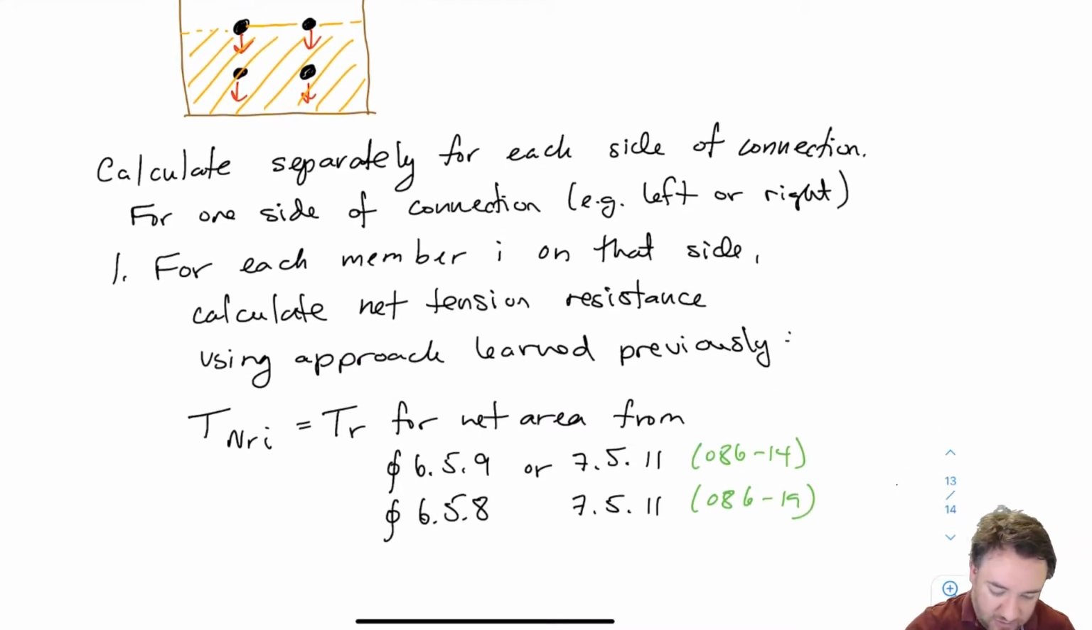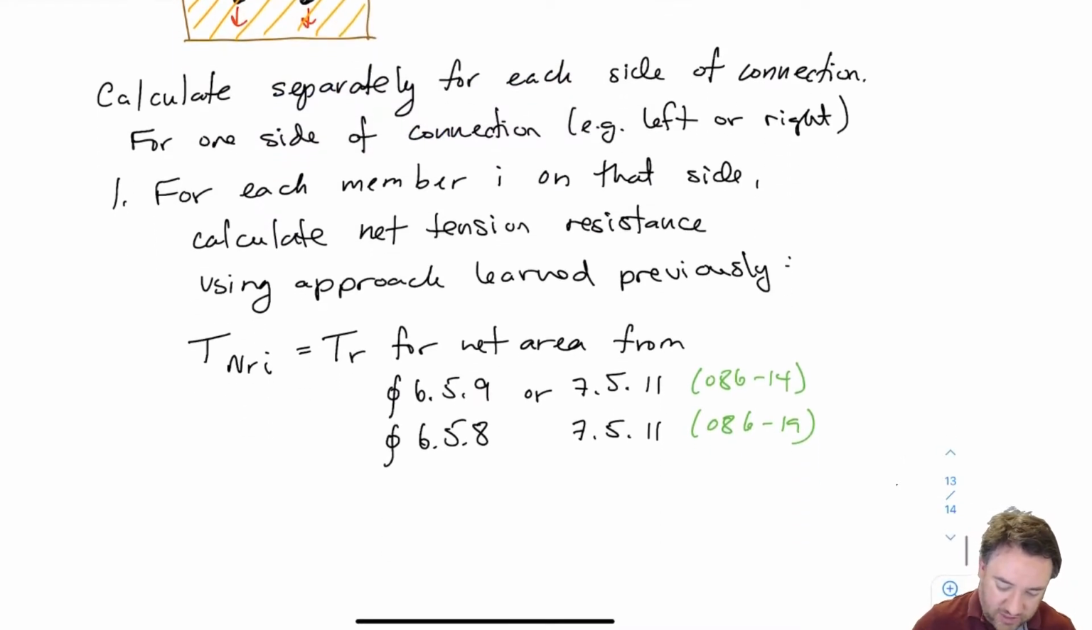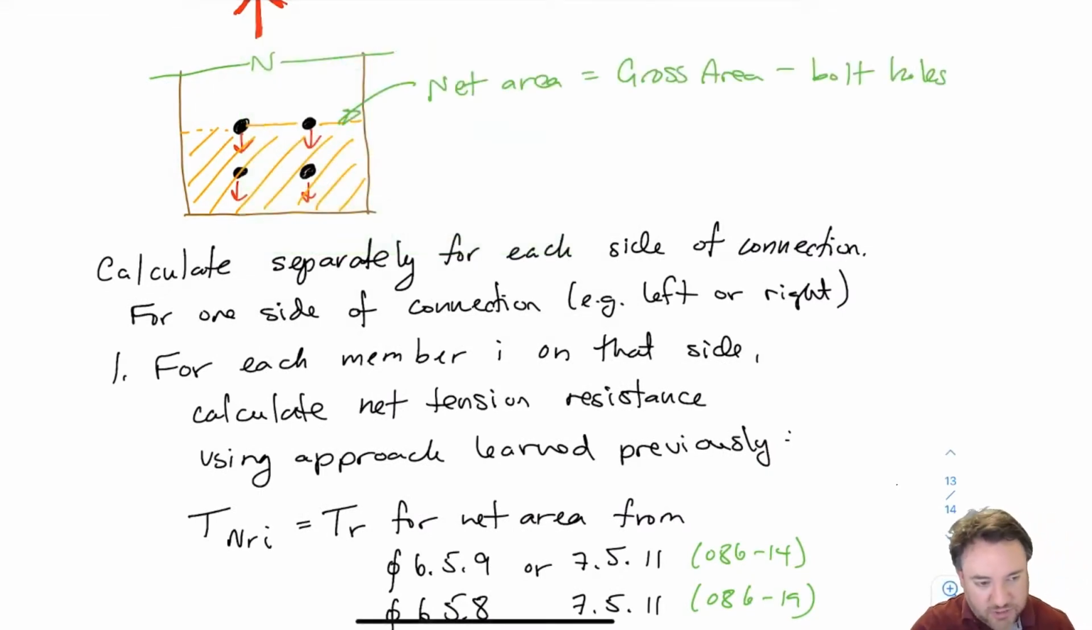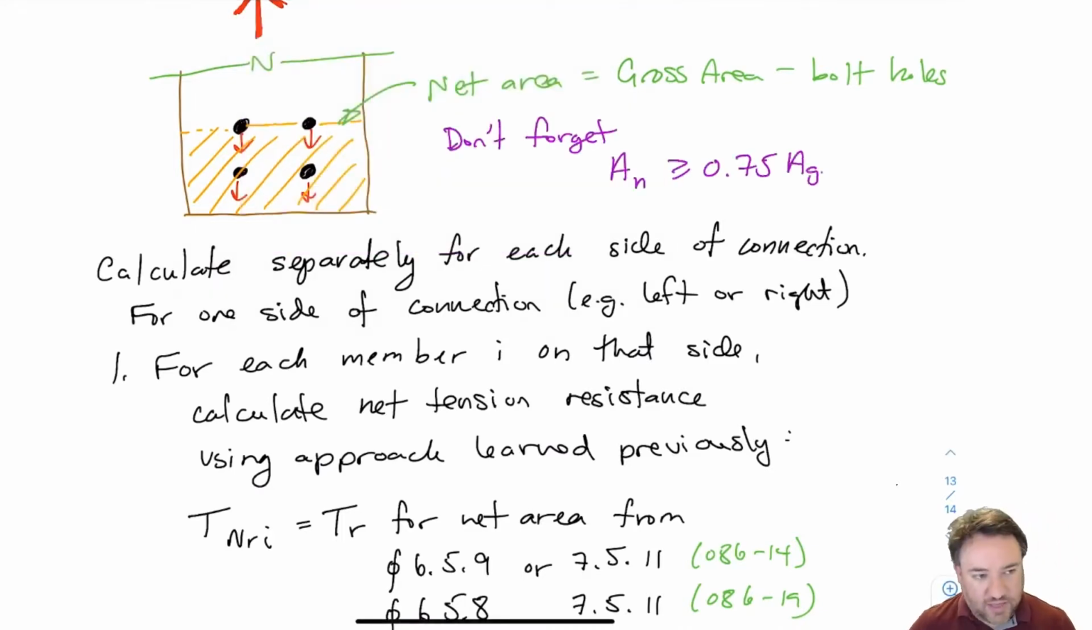One thing that we need to remember is that the net area is the gross area minus the bolt holes. Just like before, I'm going to put a note up here about that. I have to remember to take out the bolt holes, and I have to remember that the bolt holes are bigger than the bolts by about 2 millimeters. And also that we have a limit on our net area, which we've seen multiple times, and we talked about this very early on: my net area has to be greater than or equal to 75% of my gross area. So I can only cut out at most 25%.